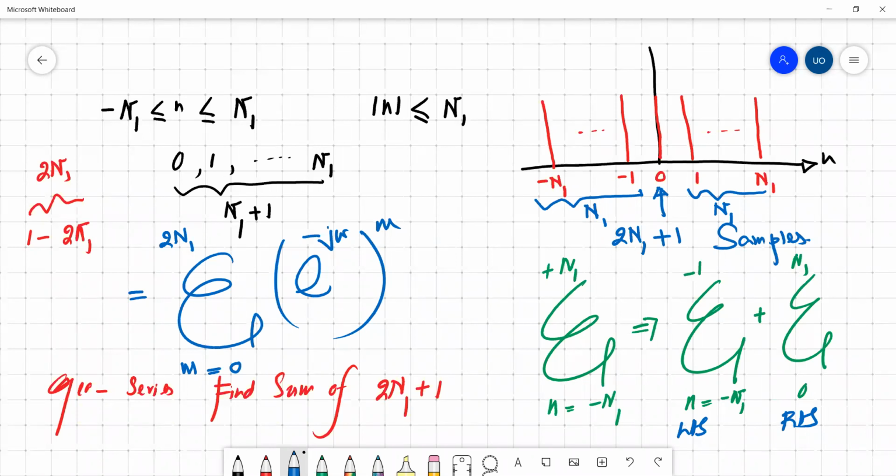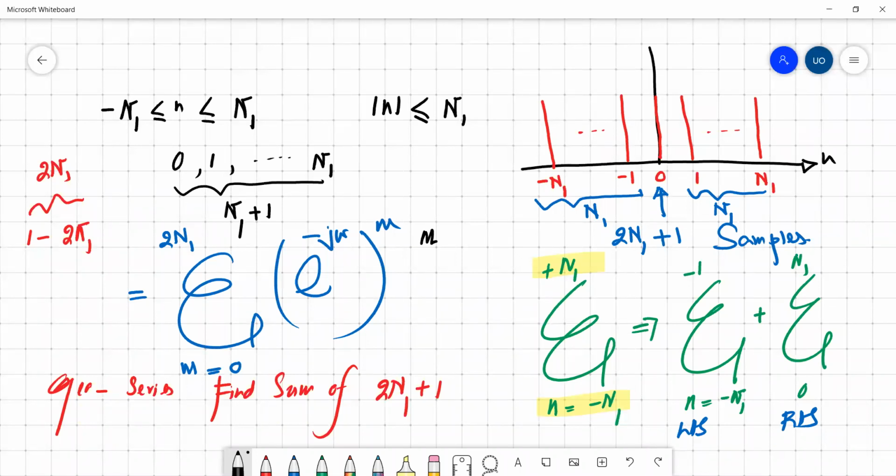So what we can simply do is, rather than having this double-sided sequence with negative indices and positive indices, you can simply convert this summation into a right-hand side sequence by introducing a new variable. Initially this n variable goes from minus N1 to plus N1. So we'll introduce a new variable called m. This is the new index, because we want to make this double-sided sequence a single-sided sequence. That's the purpose of introducing m.